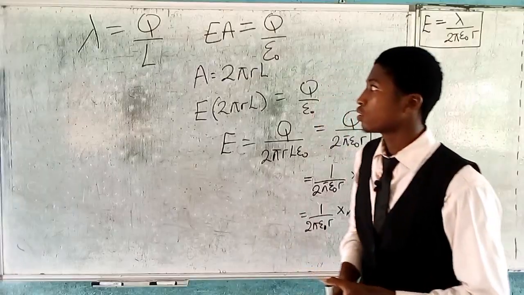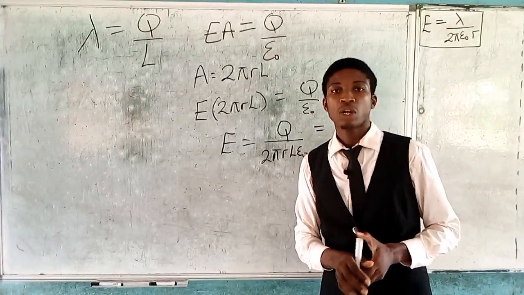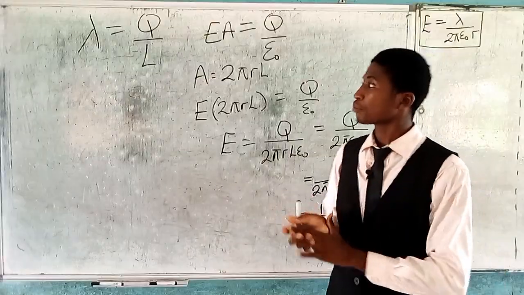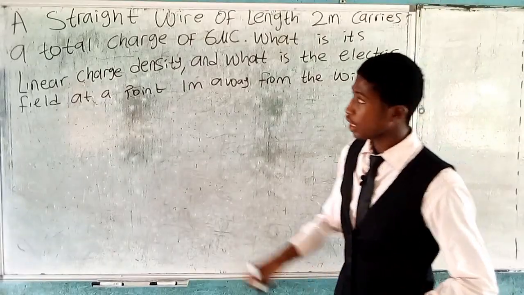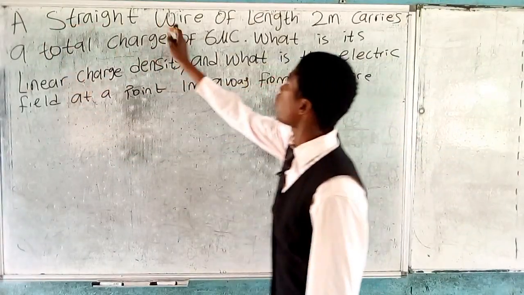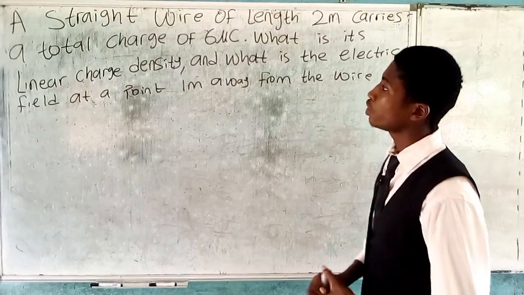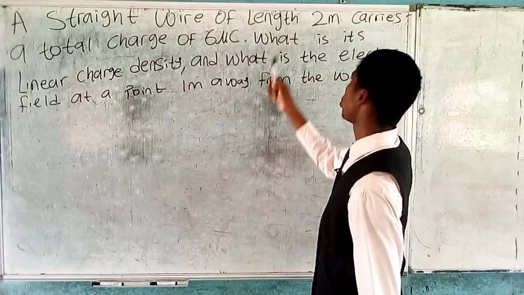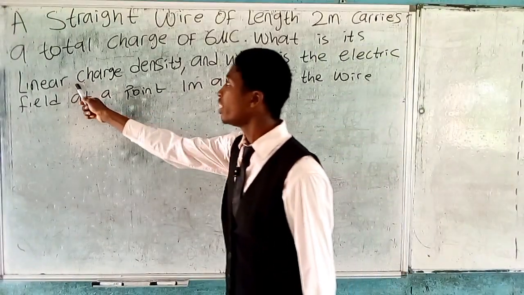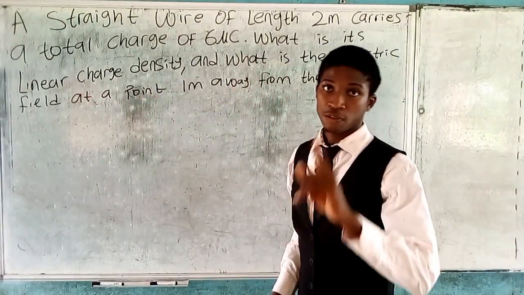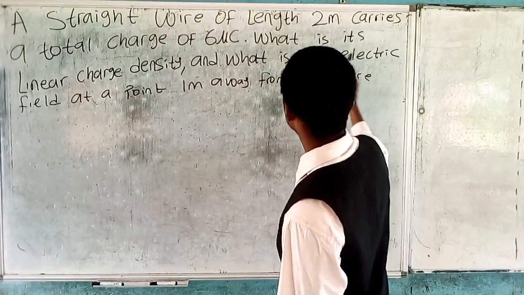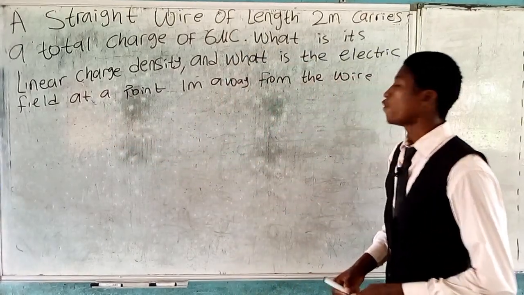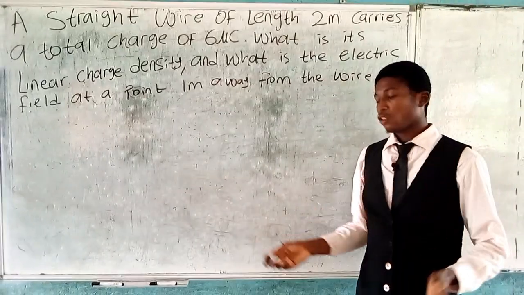So now, this is the equation of electric field when you're dealing with linear charge density. Now, let's look at a question to solve so we can know how to apply this linear charge density. So, going to question 1. The first question, we see that a straight wire of length 2 meters carries a total charge of 6 microcoulomb. What is its linear charge density? That's the first question. And what is the electric field at a point 1 meter away from the wire? This is very simple enough.